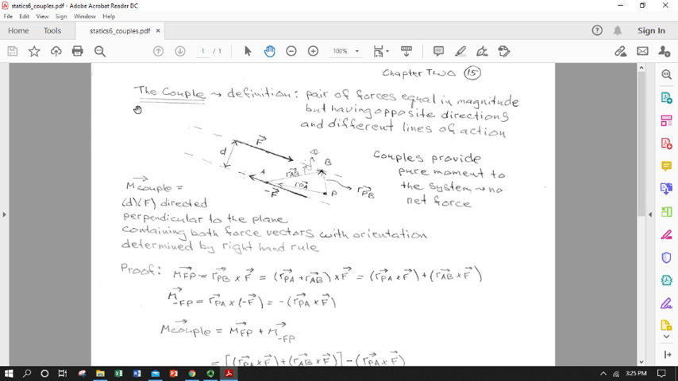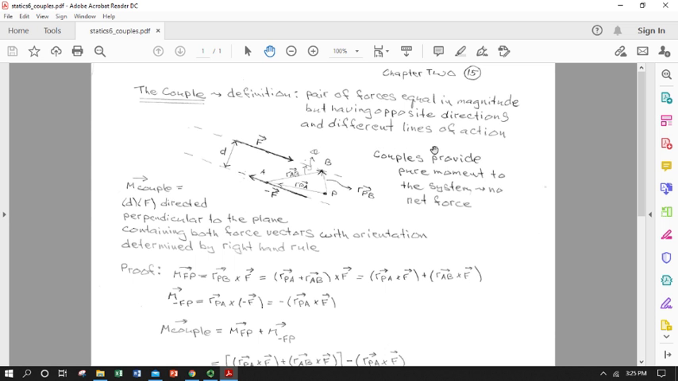This lecture is going to involve what's called couples, and this is a special application of moment with no force. The definition of a couple from the standpoint of engineering statics is a pair of forces equal in magnitude but having opposite directions and different lines of action. So several points. They've got to be equal in magnitude, they've got to be going opposite directions, and they can't be right on top of each other. They have to have different lines of action, so a separation radius between them is another way of saying that.